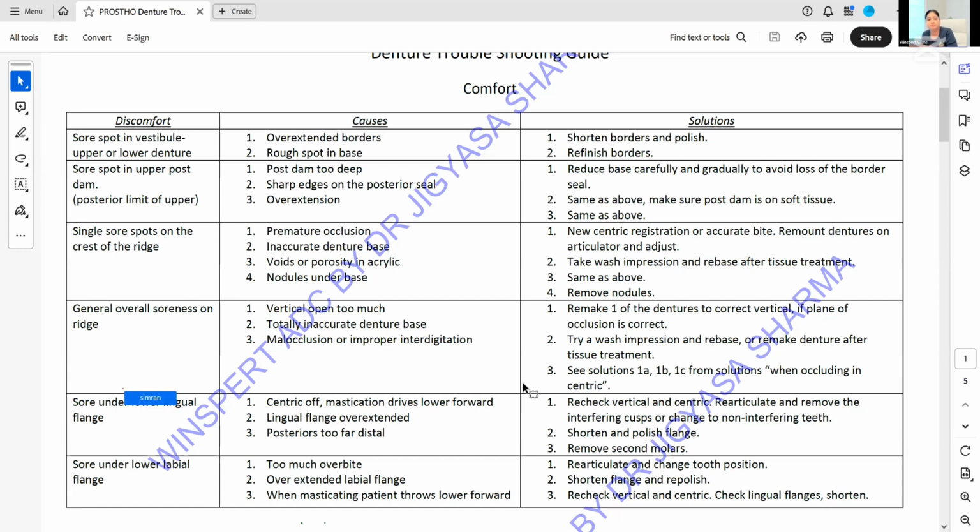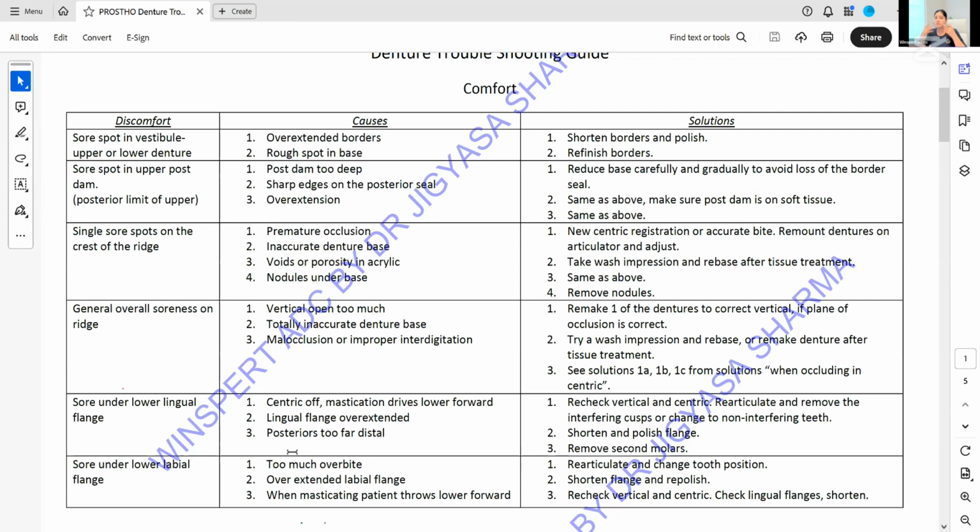Either it will lift your denture off, or what can it cause? It can cause some pain on the ridge also. The ridge will take excessive force. And on the lingual flange, especially in that area, there is extremely thin mucosa, so you will get soreness there. Or it could be a physical lingual flange overextension, or that the posterior teeth are placed too far distal.